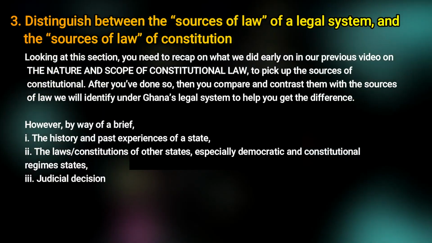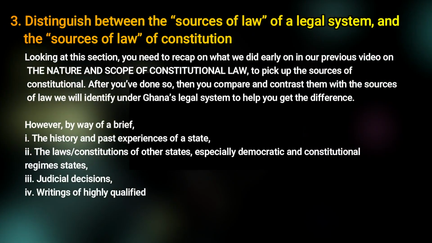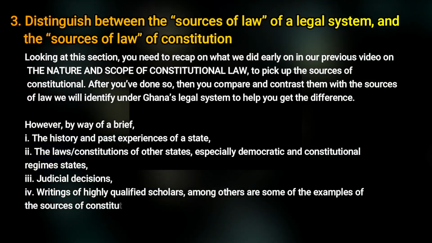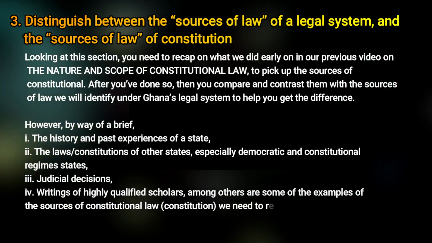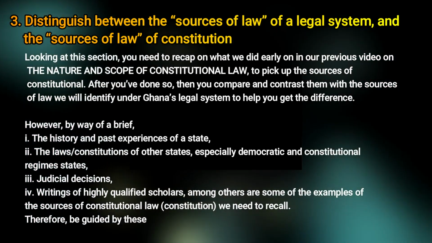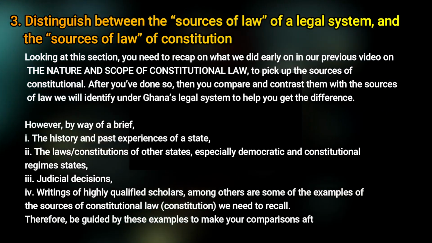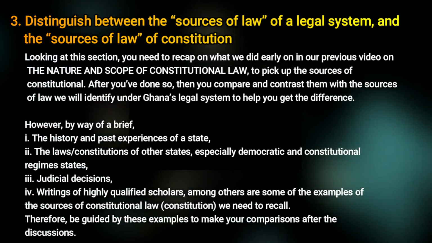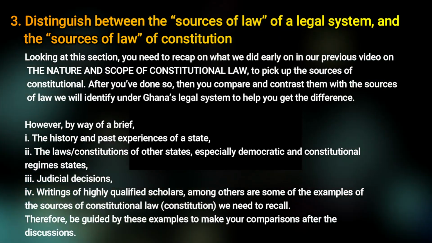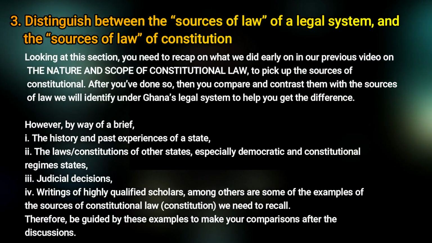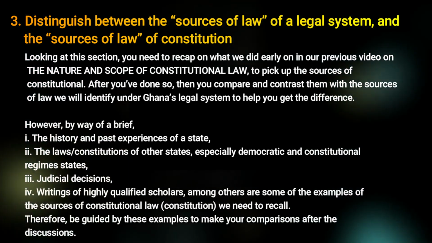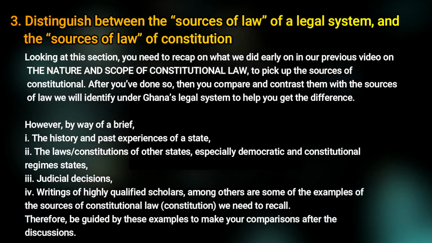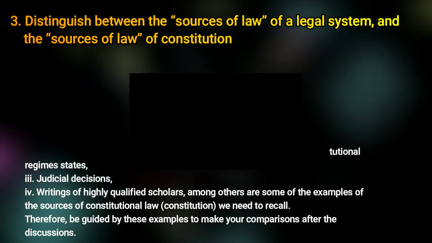However, by way of a brief, the history and past experiences of a state, the laws and constitutions of other states, especially democratic and constitutional regime states, judicial decisions, and writings of highly qualified scholars, among others, are some of the examples of the sources of constitutional law we need to recall. Therefore, be guided by these examples to make your comparison after the discussion.